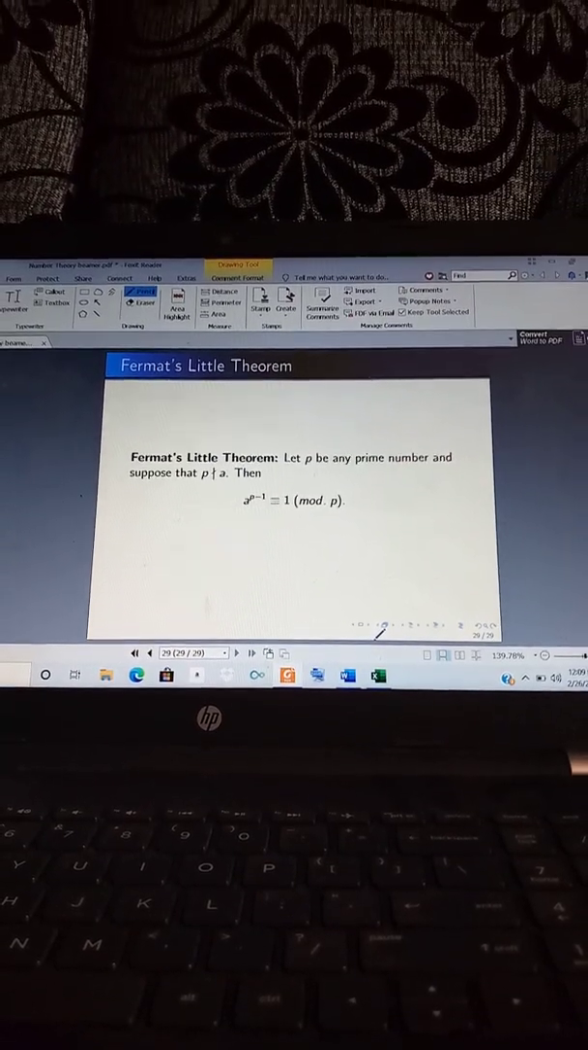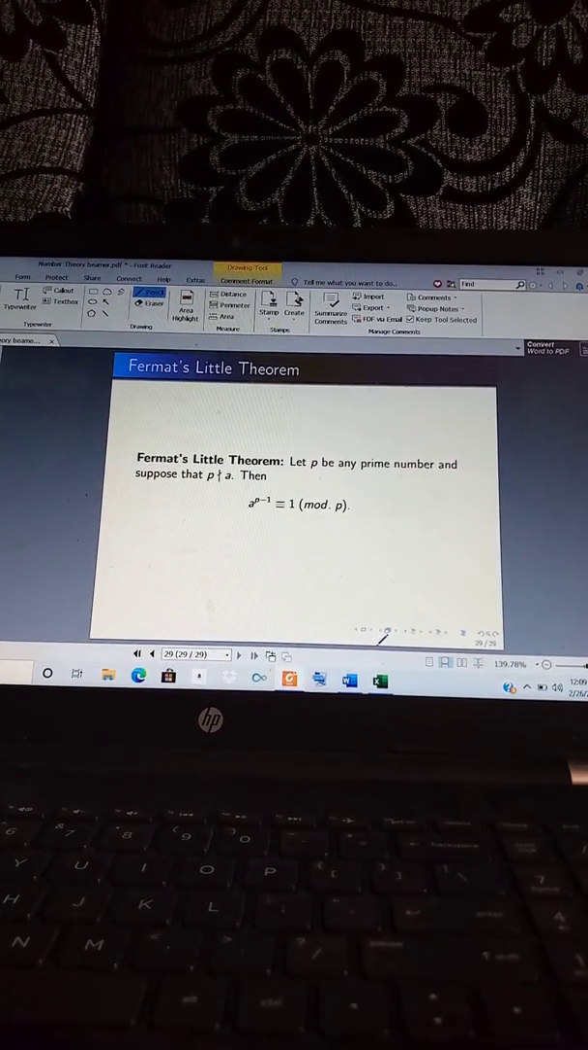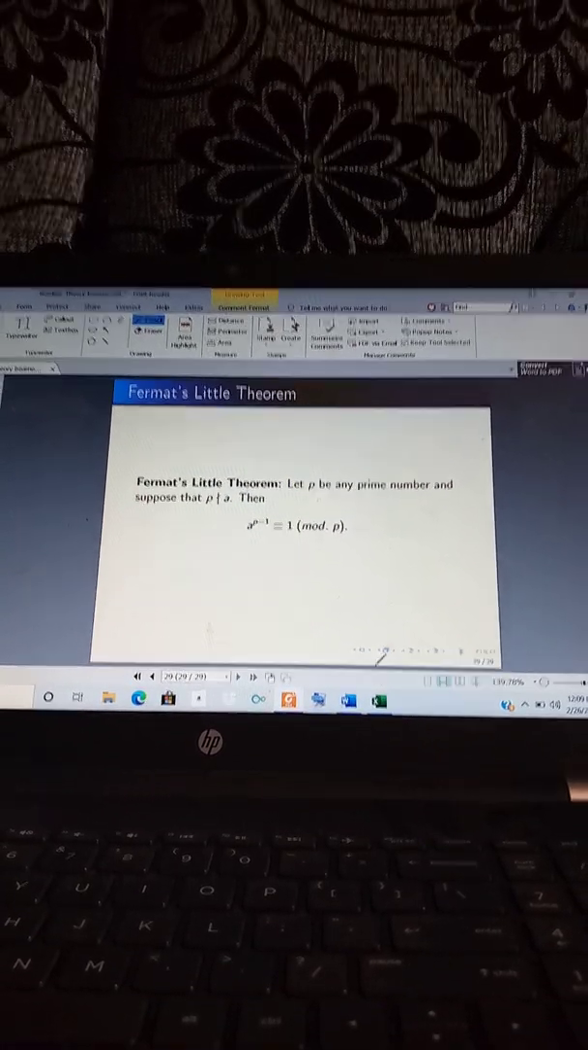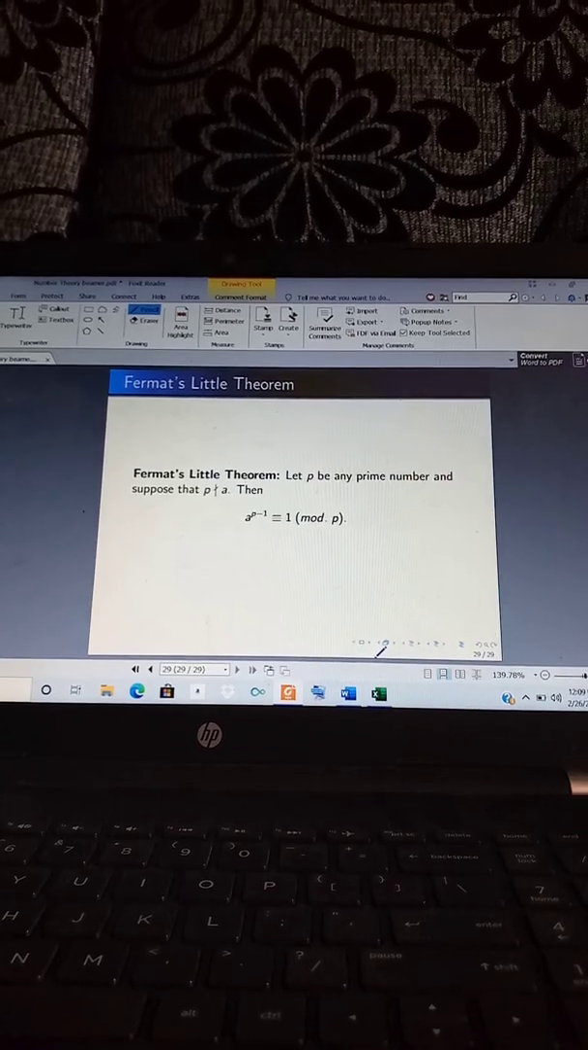Sometimes we can determine whether a number is composite without even finding its factors using Fermat's little theorem.